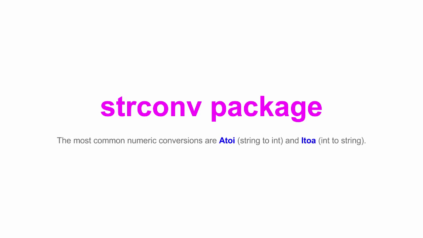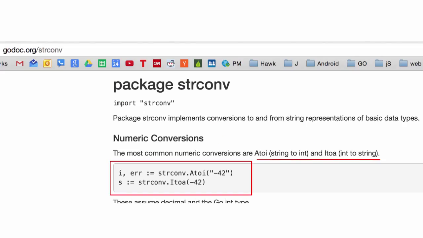And then there's a string conversion package. I don't know how you say that. String conversion package, I'm going to say it like that. And the most common numeric conversions are A to I and I to A. So ASCII to int and int to ASCII, right? Taking int to a string or a string to an int. So some examples of string conversions.